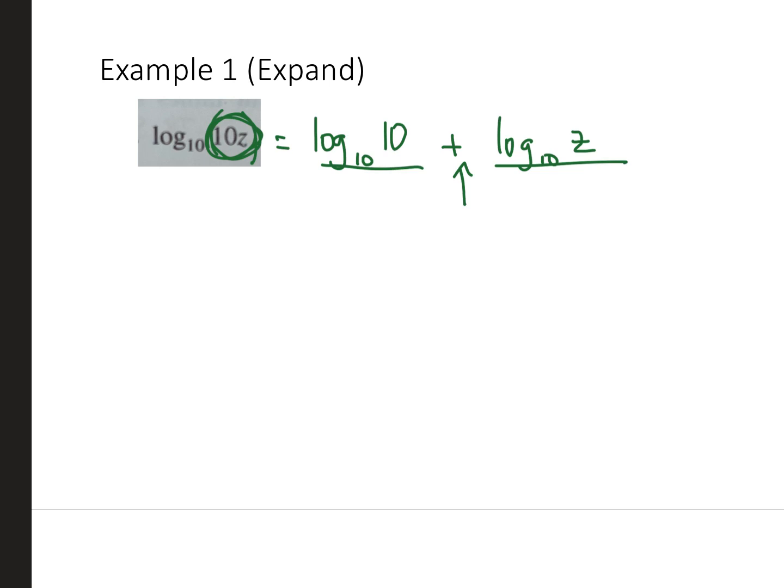Now, you do have to look at each of those blanks and see if they're simplifiable. For example, on this first one, this is asking you 10 to what power equals 10? And that's just 1. Then over on the second one, I don't know what z is, and so I can't do anything to simplify this particular log. So I'm going to write that as just log base 10 of z.